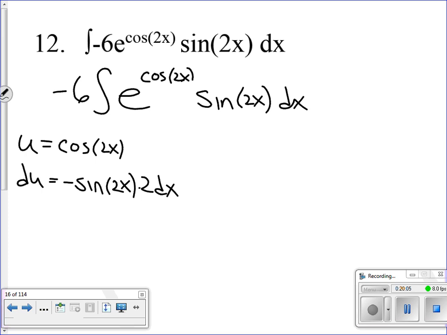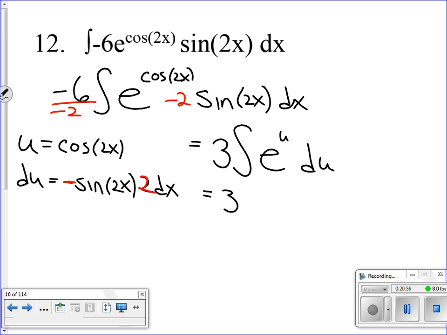Now we look for missing factors. Well, we need the 2 and we need the negative 1. So if we put a negative 2 in, we need to divide by negative 2 on the outside. Now when we rewrite this in terms of u, outside we have negative 6 over negative 2, which is positive 3. This is the integral of e to the u du.